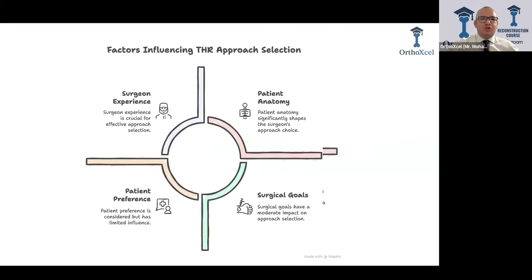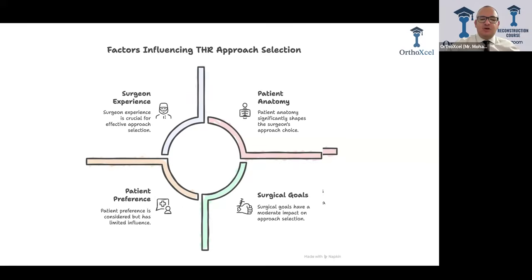Factors in deciding what approach you will use for your hip depend on yourself. What's your training? What's your level of experience? What approach are you familiar with? Then patient anatomy. Sometimes the patient obliges you to go for a certain approach, like if they have a skin problem, or any concerns you're worried about, or an abnormal position of the sciatic. You open, you find the sciatic in front of you. You may opt to go for another approach.